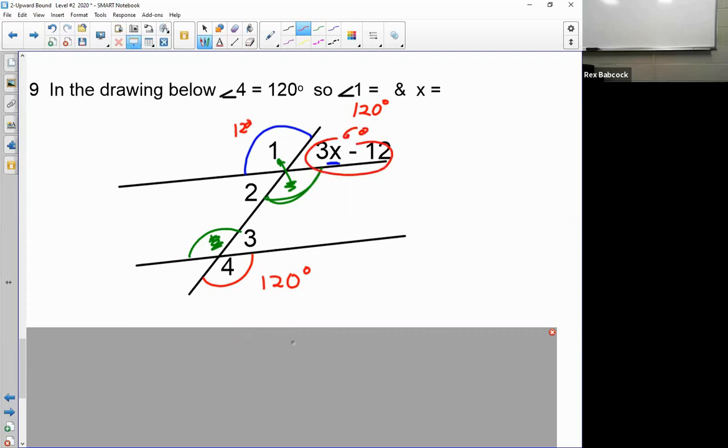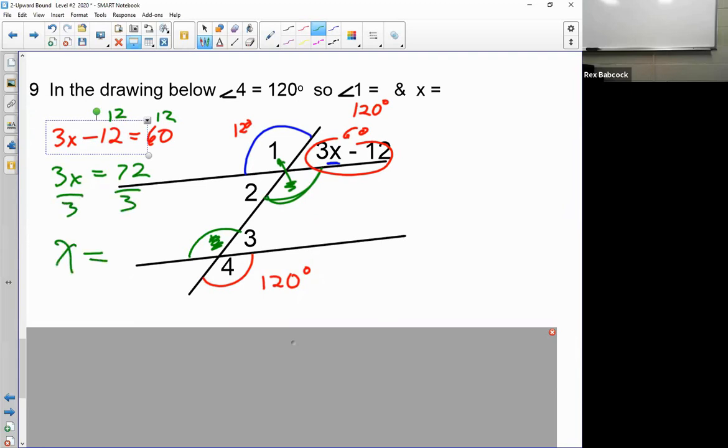So 3x minus 12 has to equal 60 degrees. Let's solve that algebraic equation. Add 12 to both sides. Add 12 here. Add 12 here. Let's divide by 3. x equals 3 into 72 goes 24. x is 24. And that's a very common thing they do as well.